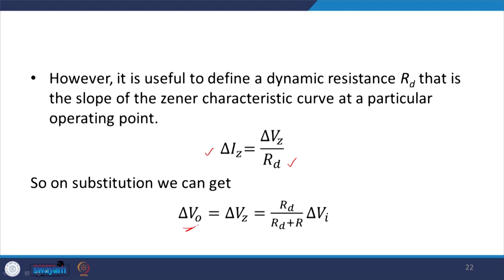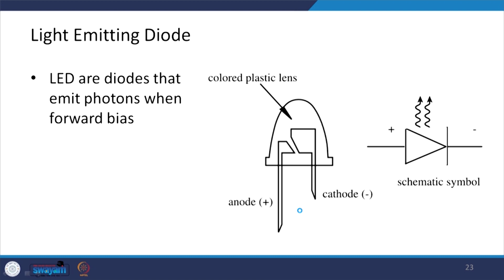So, my delta V o is delta V z, and this is delta V I times R d by R d plus R. So, this factor basically gets multiplied to your input voltage, and whatever is there you get that as the constant voltage source.